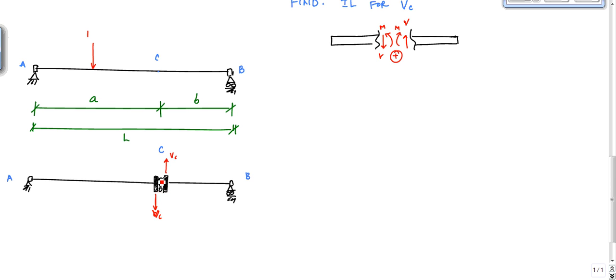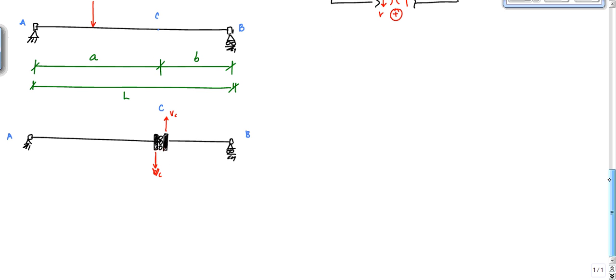And Muller-Breslau simply says that once you have this right here, you move this side down in the direction of that shear and this side up in the direction of the shear, so that my influence line would look like, let's draw this down here a little bit, because I want to differentiate that from the deflected shape. There's a little bit that we need to understand about the deflected shape here.